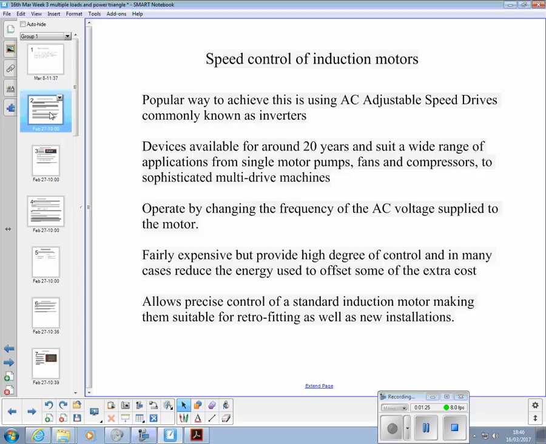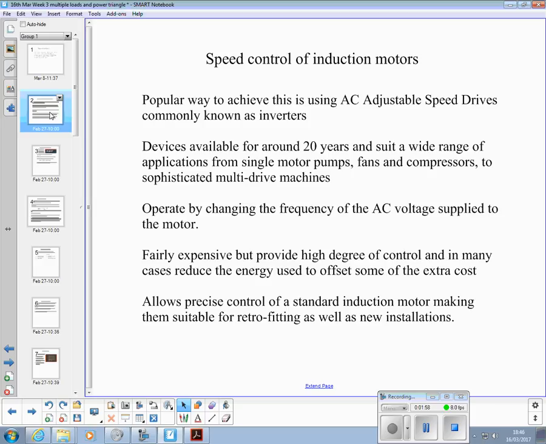Right, so speed control of induction motors. Popular way to achieve this is using AC adjustable speed drives, commonly known as inverters. So if you've got anything to do with electrical and motors, you'll have heard of inverters. Devices available for around 20 years, suit a wide range of applications from single motor pumps, fans and compressors to sophisticated multi-drive systems. They operate by changing the frequency.